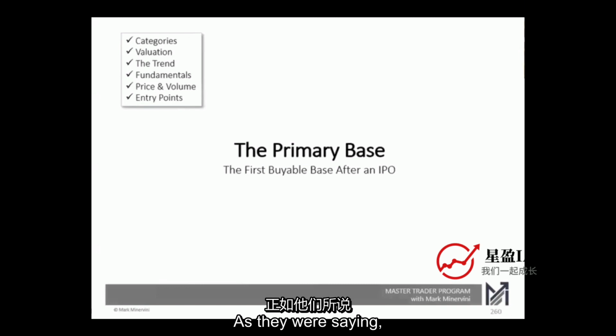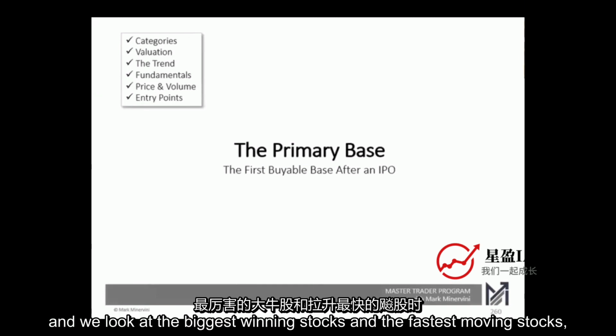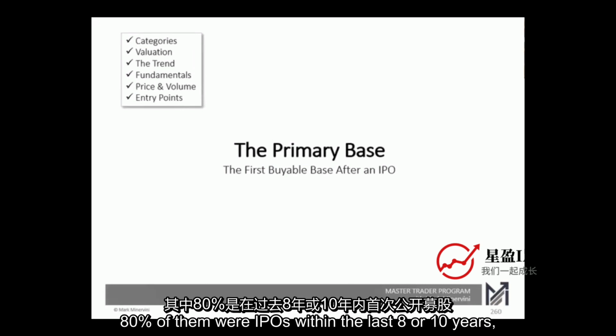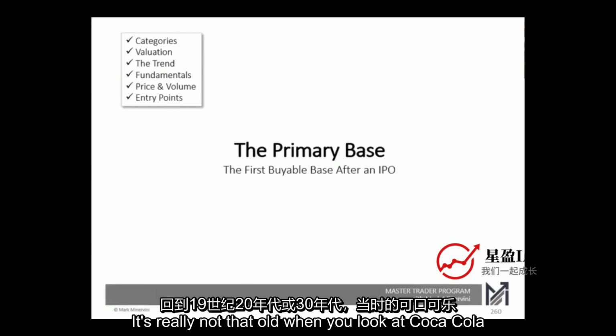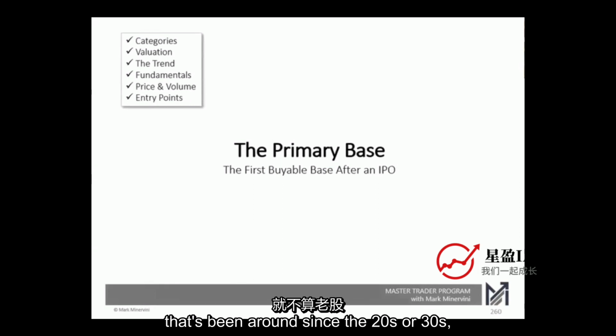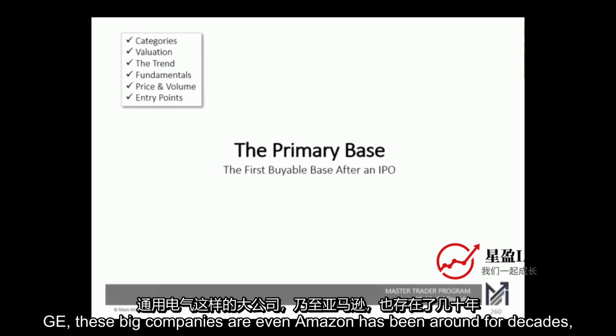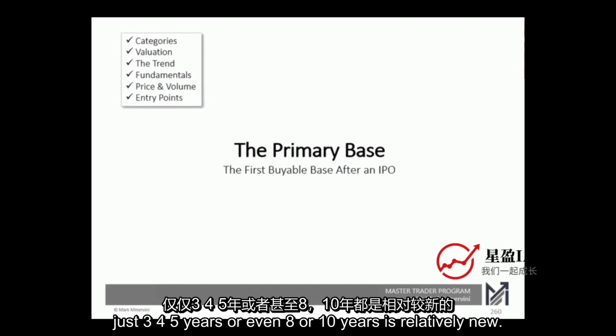As Dave was saying, when we look back and we look at the biggest winning stocks and the fastest moving stocks, 80% of them were IPOs within the last 8 or 10 years. So they're relatively new. Even a company that's been public for 10 years is really not that old. When you look at Coca-Cola, that's been around since, I don't know, the 20s or 30s. GE, these big companies, or even Amazon's been around for decades. So just 3, 4, 5 years, or even 8 or 10 years is relatively new.